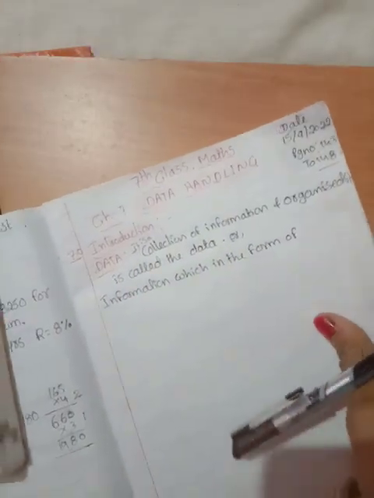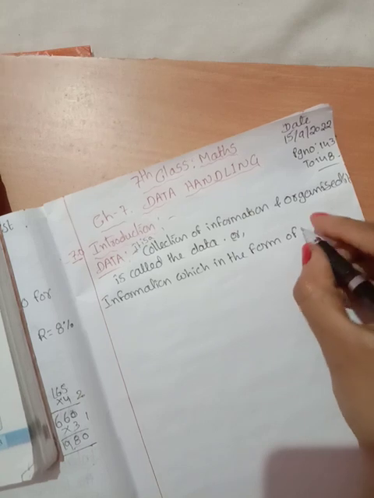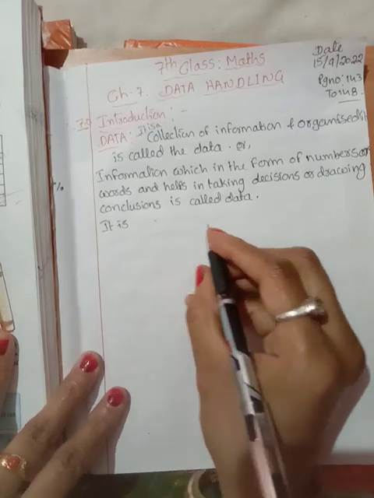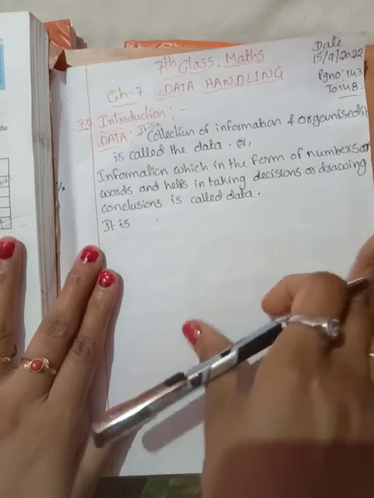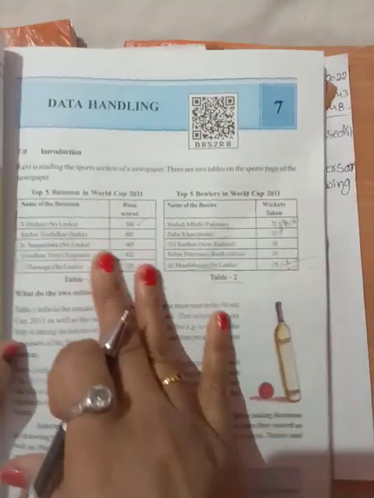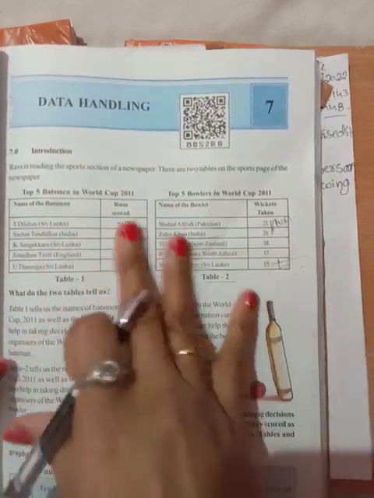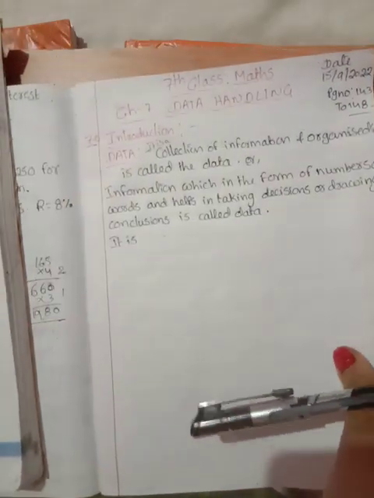Collection of the information and organized it is called the data. You can write this definition of data in your notebook, because the examples you can show by explaining in your textbook only. Don't write them in the notebook. Table data you can directly explain in the textbook only.